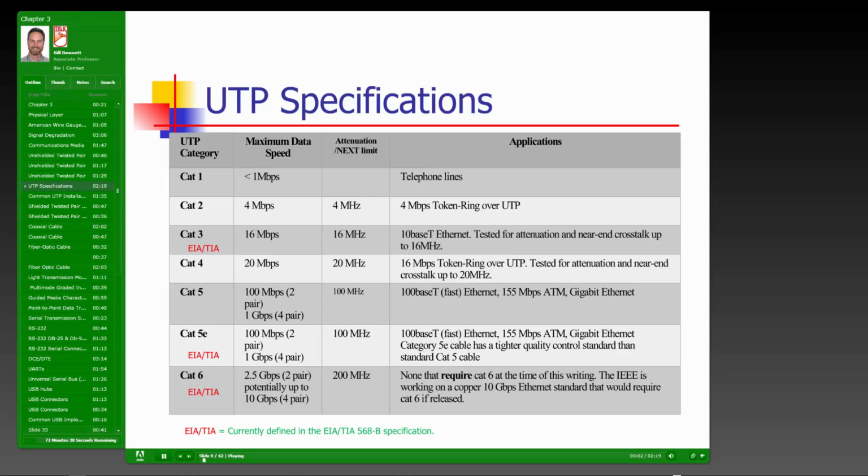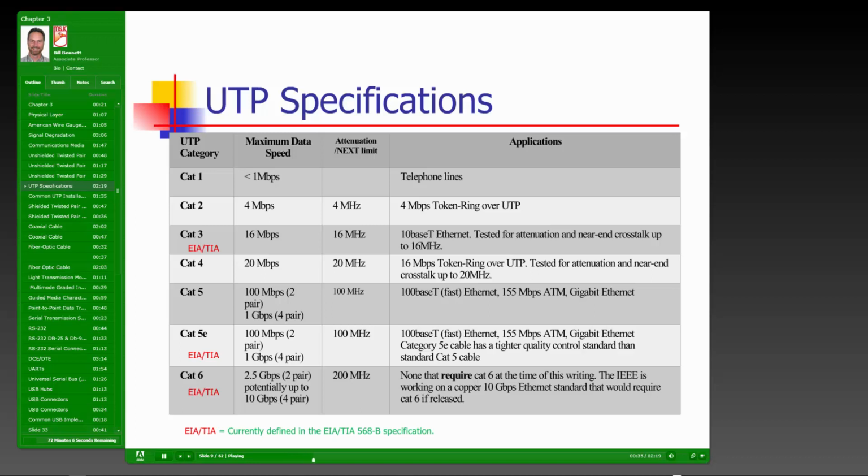So this is the chart that I was talking about. You can see the categories for each of the different types of UTP cable there on the left-hand side. Category 1, 2, 3, 4, 5, 5E, 6. And as I mentioned in the last slide, there is also a 7 that currently hasn't been officially released yet, the specification for it. And you'll notice that in the category column, I have marked in red the 3 that are currently defined in the EIA-TIA 568B specification.